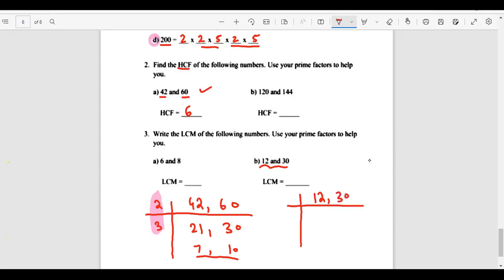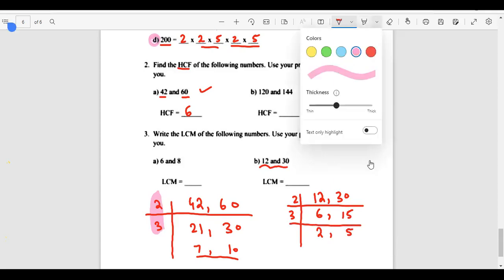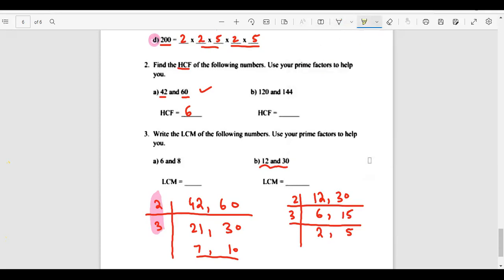12 and 30. सबसे पहले मैंने 2 लिखा. This is going to give me 6 and 15. And then we would do 3. 3 twos are 6, very good. 3 fives are 15. Very good. And then we would stop here. No, no, we would continue. We can stop as well. Okay, what we can do is, yes, we'll do this, right? We will do 2 multiplied by 3 multiplied by 2 multiplied by 5. So 2 into 3 is 6. 6 into 10 is 60.